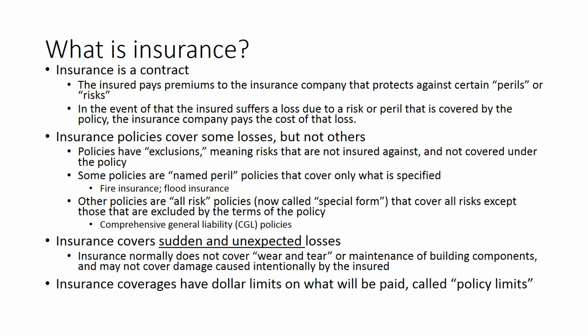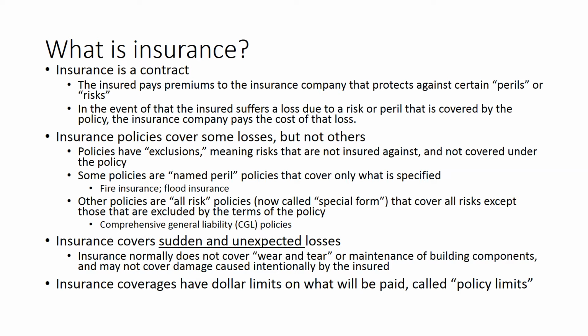So that all sounds good, except that you have to understand that insurance policies cover some losses but not others. And this is where we get into some key terms here. Insurance policies have exclusions. Exclusions are risks that are specifically not insured against, not covered under the policy. That is, there'll be an exclusion that says this policy does not cover loss due to, and it might say earth movement, land rising or falling, or shifting, or flood, etc.